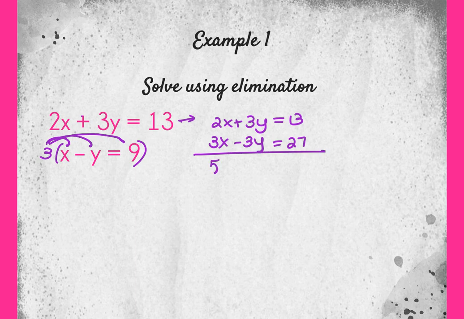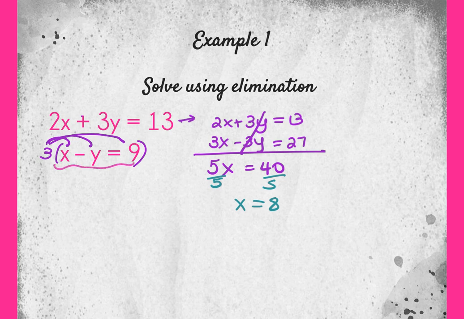Add these, and I get 5x. These cancel like they're supposed to, and I get 40. Then divide both sides by 5, and x is 8. Now this time when you plug it back in, it's not as easy as substitution because you haven't solved one for one of the variables. So this time we simply pick one of the equations from the beginning and plug it in.